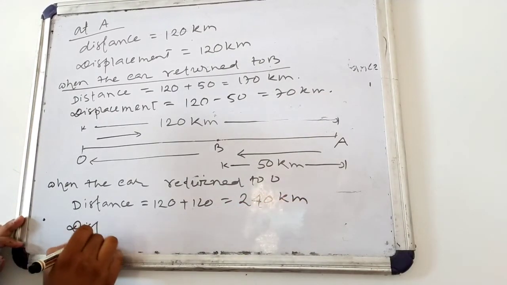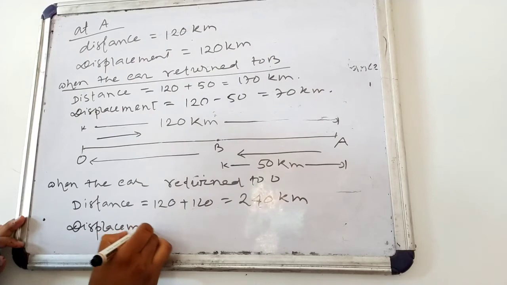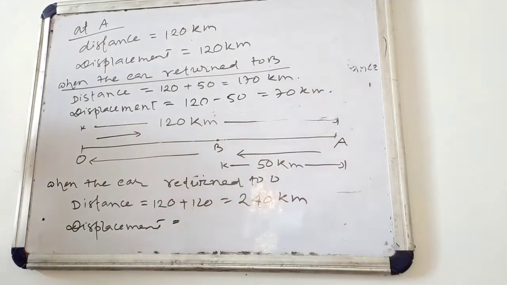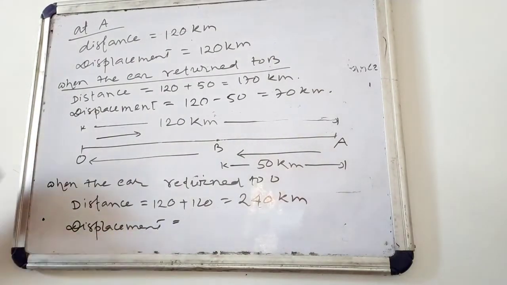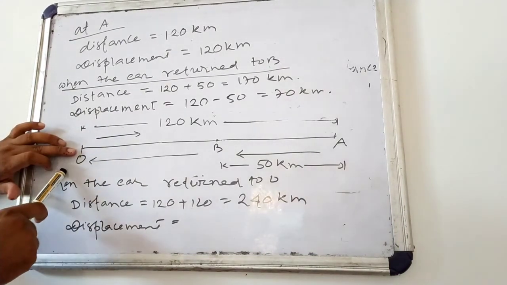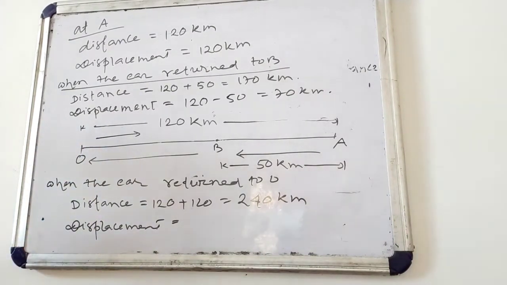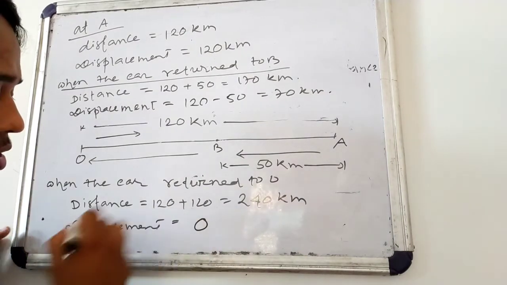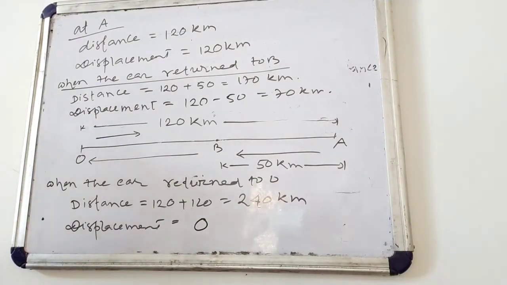And displacement is the shortest distance between initial and final point, and here it started from O and again returned to O. That means the initial and final point become equal, the same point. So there is no difference between initial and final position, so displacement will be 0 here. Okay, so this is the difference between distance and displacement.